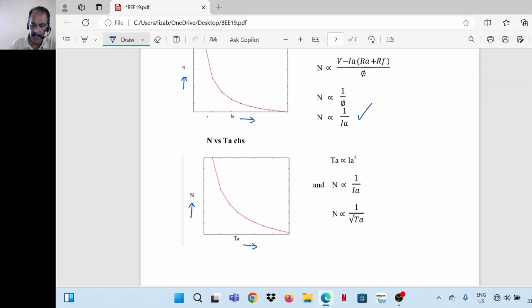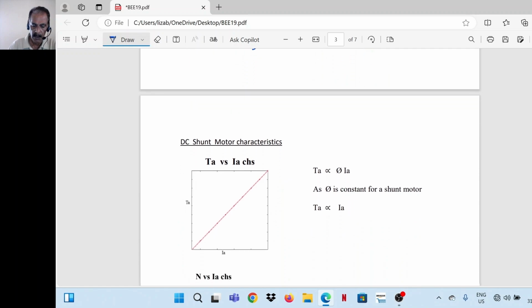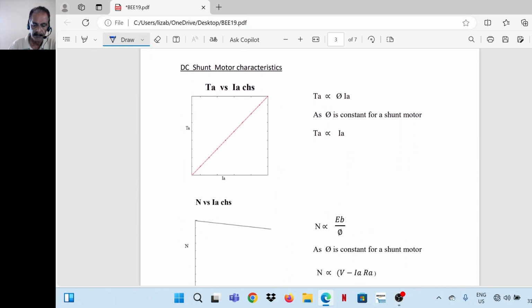So these are the characteristics of a series motor. Now we go to shunt motor. So for shunt motor, this is the general relation. Torque is proportional to phi into Ia. But in a shunt motor, phi is constant.